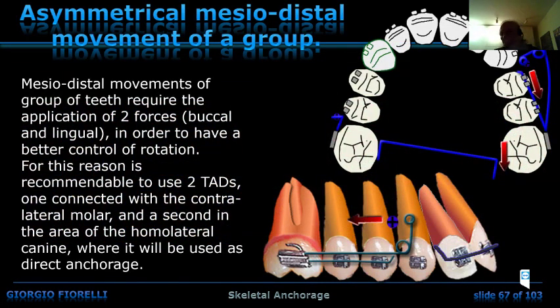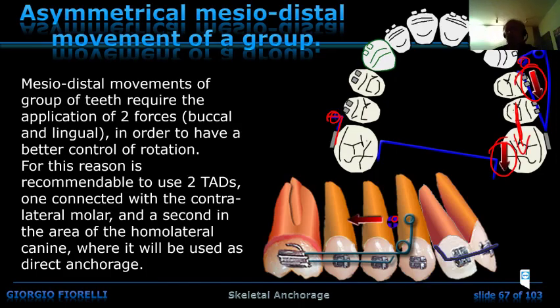This was good, but it was only 1 molar. Let's see what we can do if we want to move a group of teeth. In this case, I would rather use a couple of TADs. One is placed like the one we have just seen, just to block this molar. And then I would use another TAD here or here. So in this way, we can produce 2 forces, 1 and 2. And the sum of these 2 forces is probably a big force passing closer to the CR.